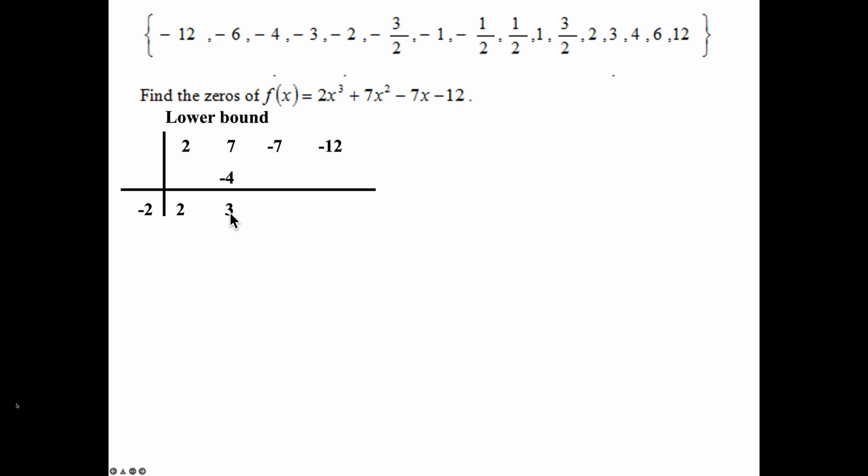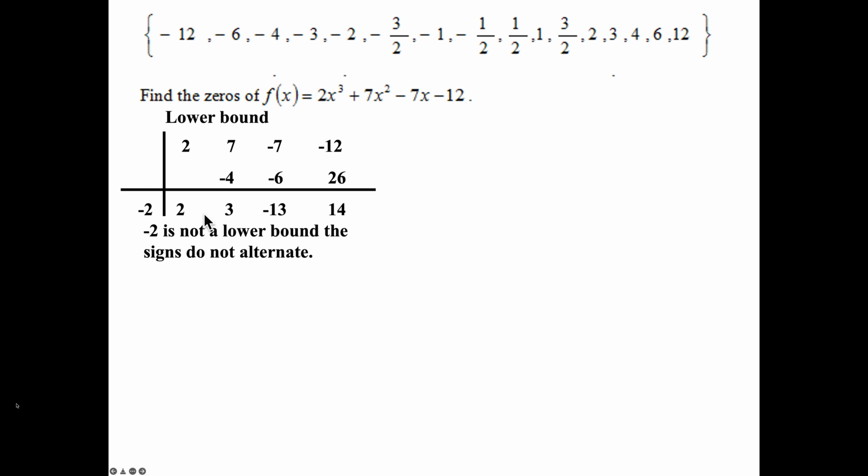Now, a lot of people will tell you, well, stop, you don't have to go any further. It's not a lower bound, which is true because my signs aren't alternating. However, we may have gotten lucky and negative 2 was actually a 0. So you keep going all the way till you get to the remainder. Negative 2 times 3 is negative 6. Plus negative 7 is negative 13. Times negative 2 is 26. Okay, we didn't get a 0. This is not a factor.